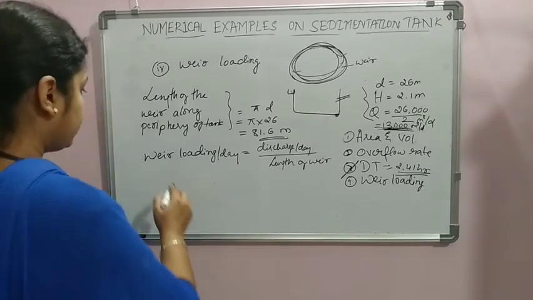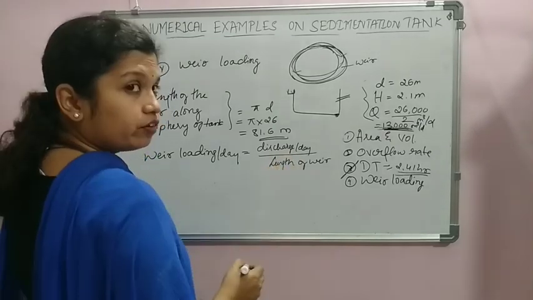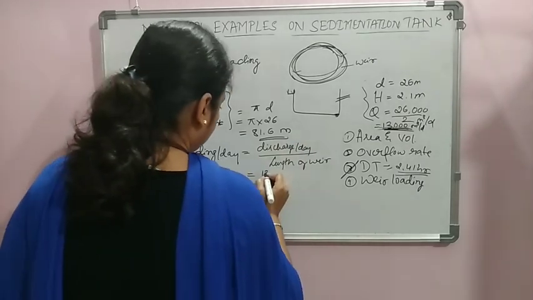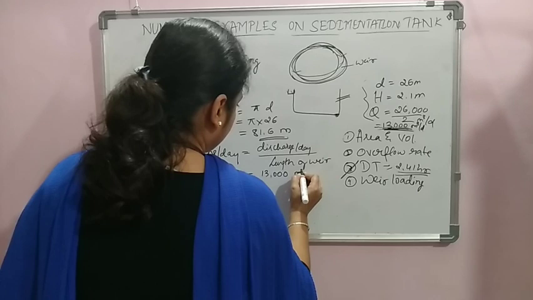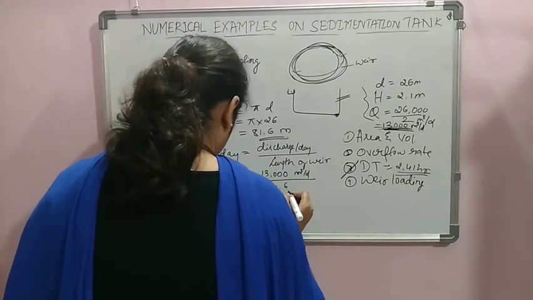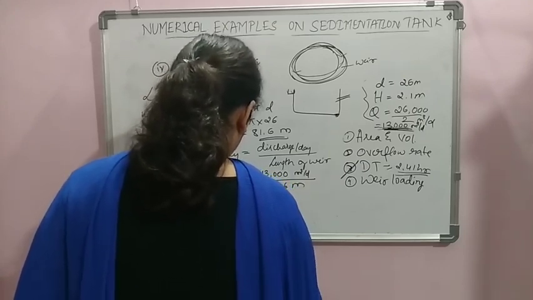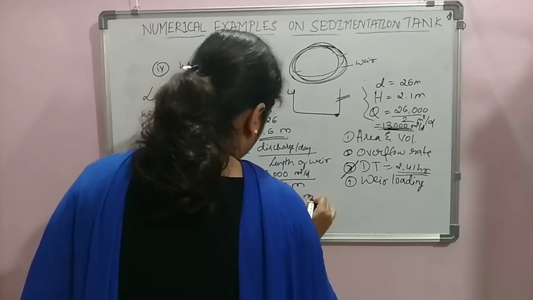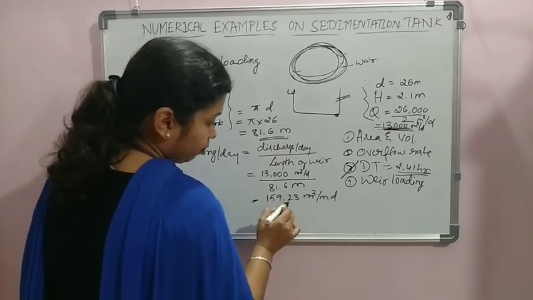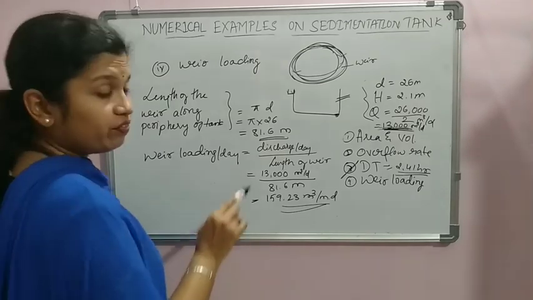Next we need to calculate the weir loading per day. To calculate that, we have discharge per day divided by length of the weir. The discharge is already given in the question as 13,000 meter cube per day, and the length we have as 81.6 meter. So the final answer is 159.23 meter cube per meter day. So this is the final answer for the weir loading.